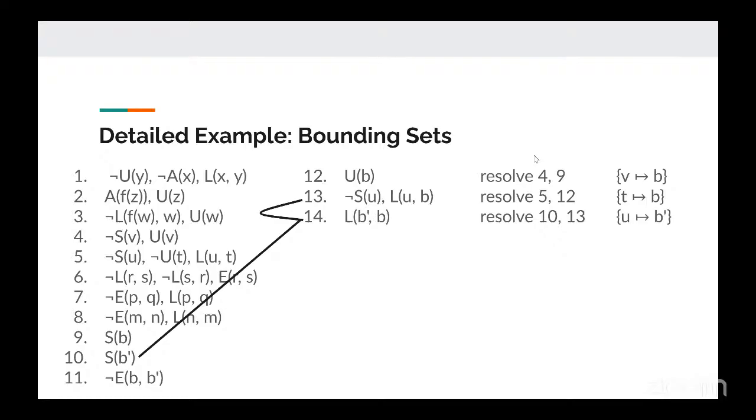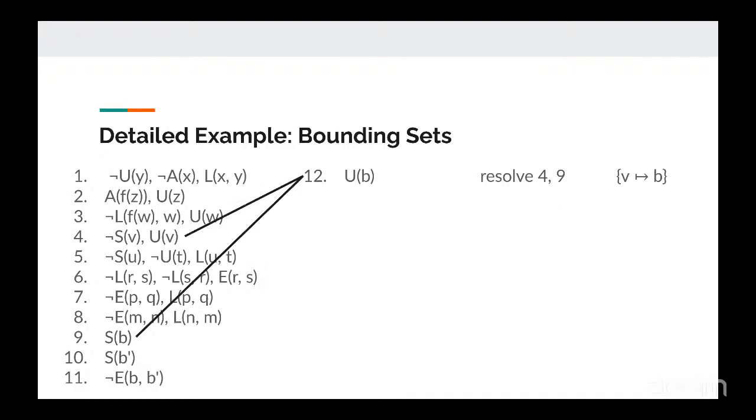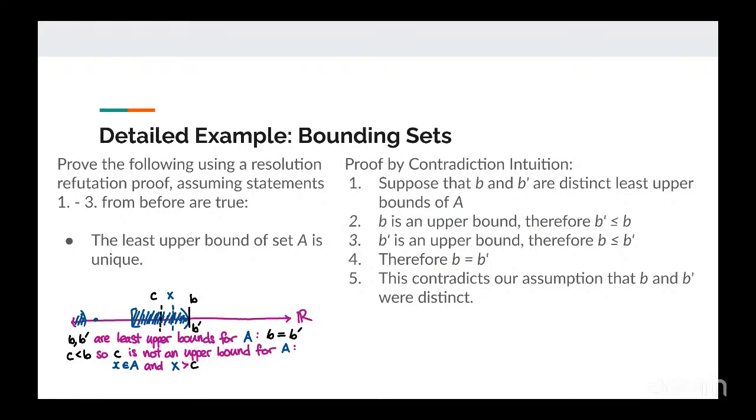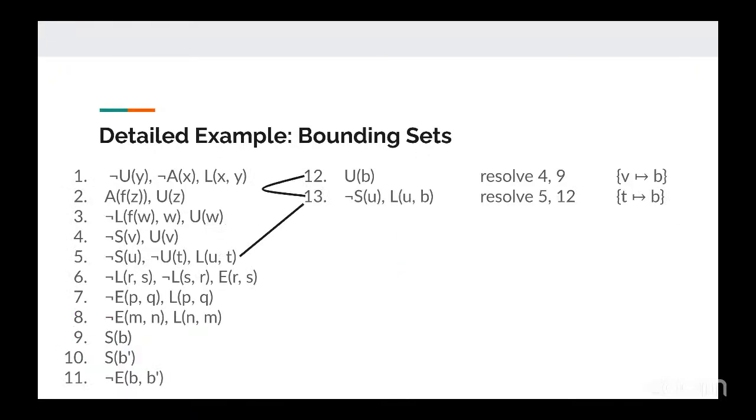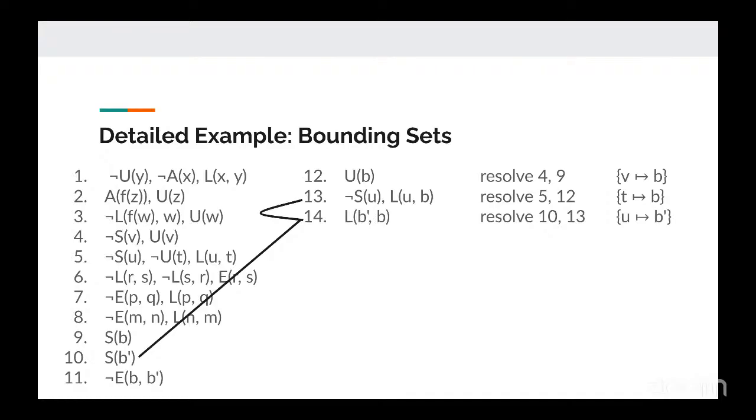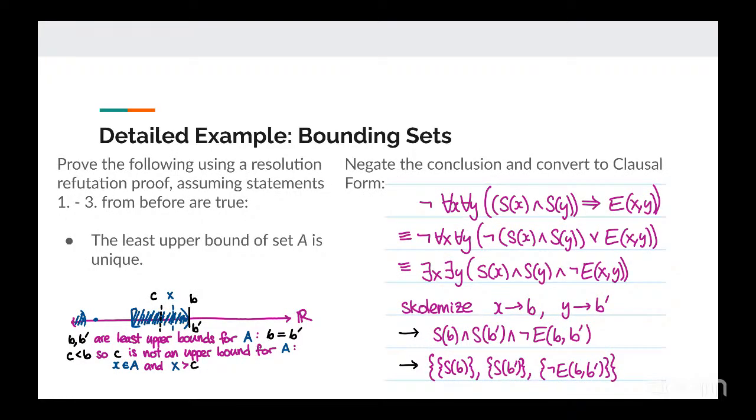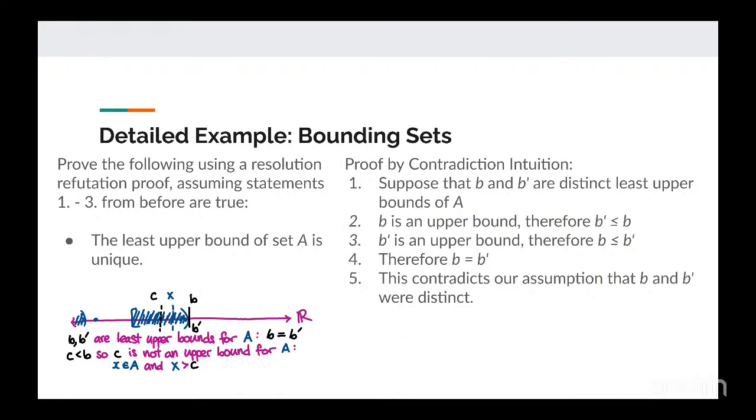So this is following, if I go back to the intuitive proof, that second step. We're saying B is an upper bound, B prime is the least upper bound, so therefore B prime is less than or equal to B. That's just the second step. So what would be the next thing that we do? We've shown step 2. How would we do this for step 3? Step 3 is B prime is an upper bound, therefore B is less than or equal to B prime.